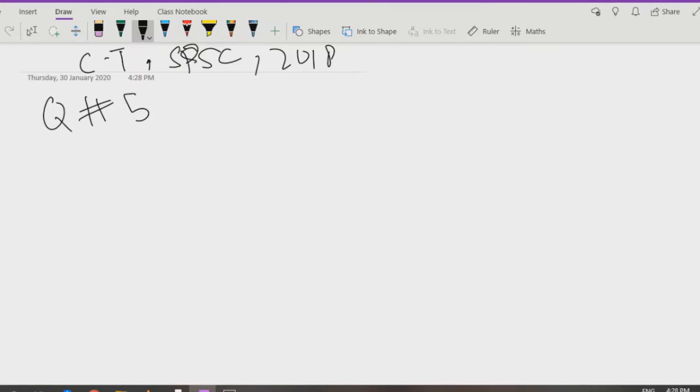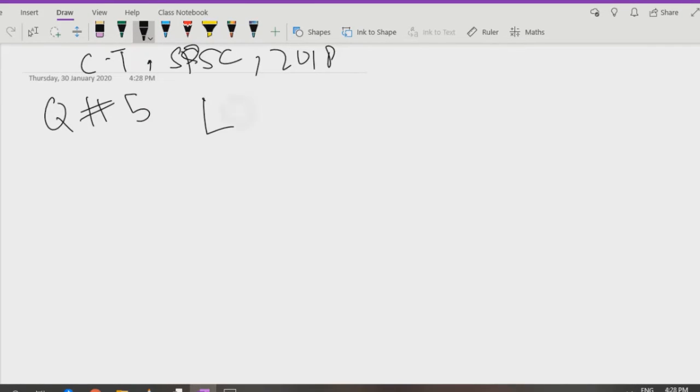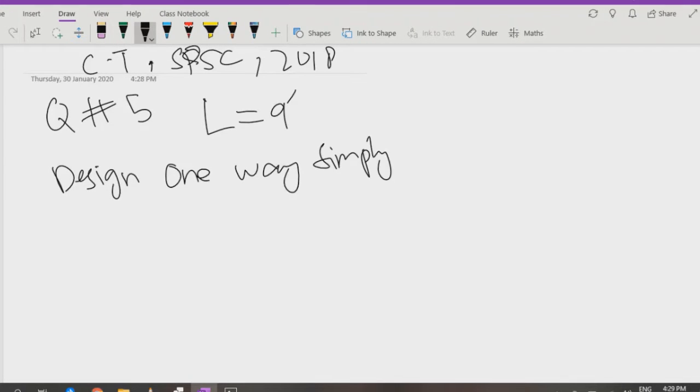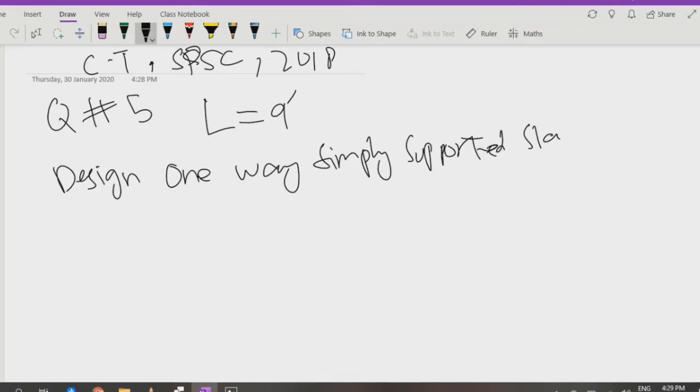Before further proceeding in this question, we are not given any type of data. We are just given a slab. We are only given span length L equal to 9 feet, and we have to design a one way slab, a simply supported slab. Now going towards the design procedure.